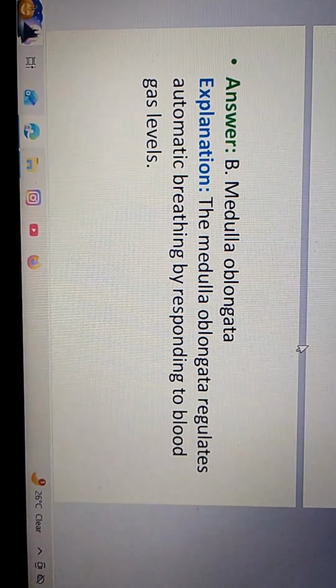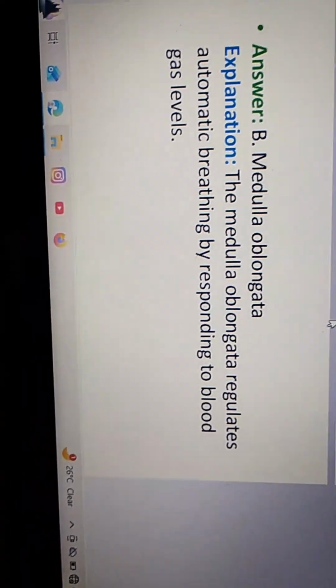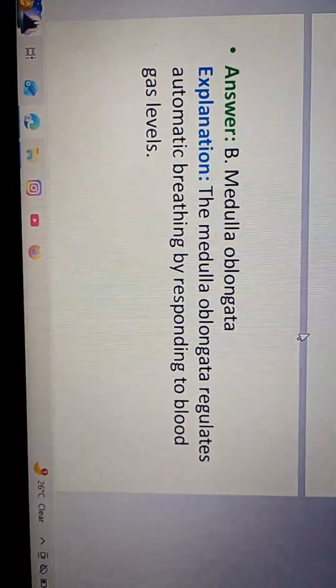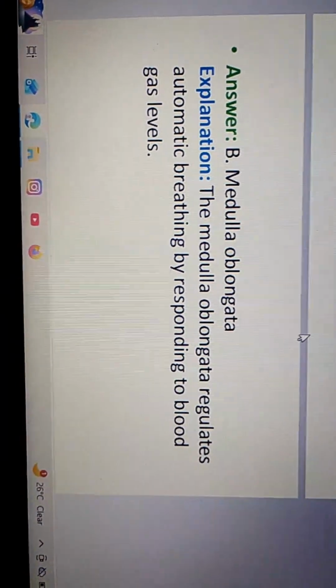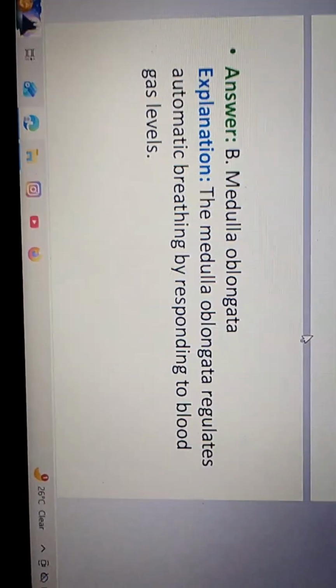The next question, which part of the brain controls rhythmic pattern of breathing? Option A hypothalamus, option B medulla oblongata. The correct answer is option B medulla oblongata. The medulla oblongata regulates automatic breathing by responding to blood gas levels.